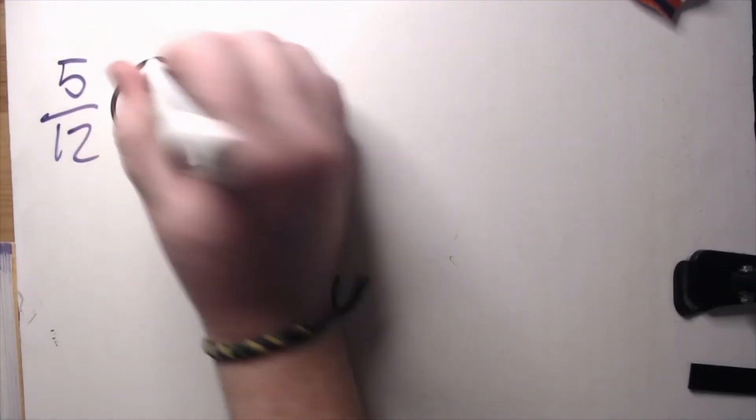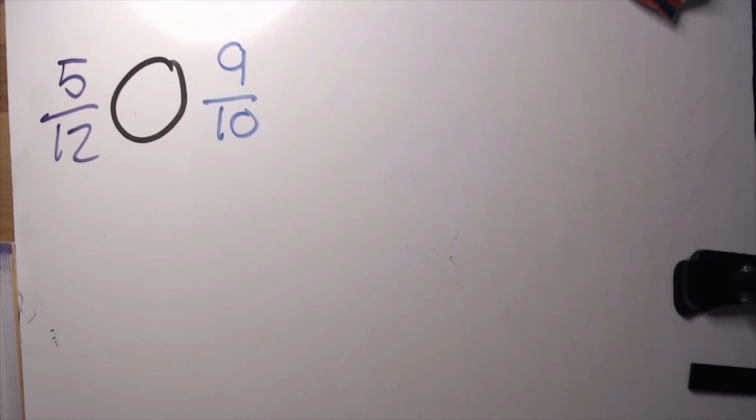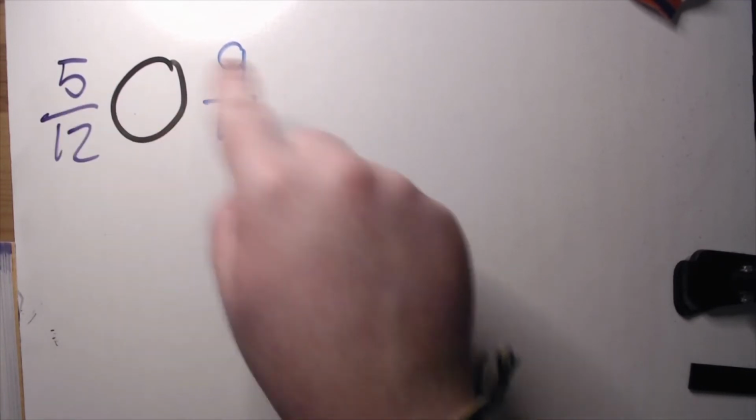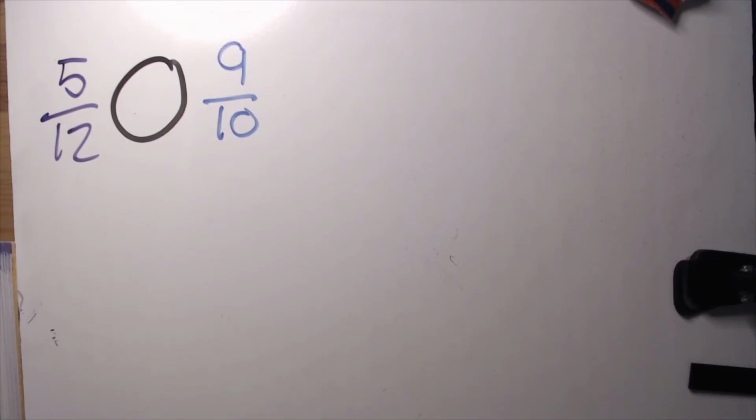Well, this is a comparison problem, so let's put that circle right there, because we're going to compare them and put our greater than or less than symbol in there. And in doing so, let's compare them both to the benchmark fraction of 1/2. And this time, we're going to draw a number line. Okay, so I'm actually going to draw two number lines.